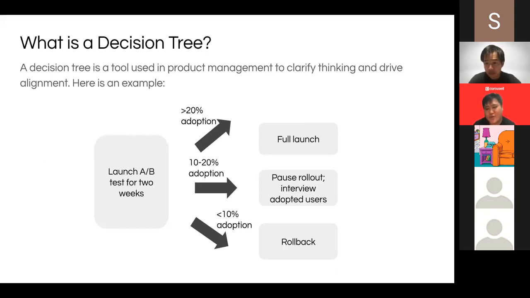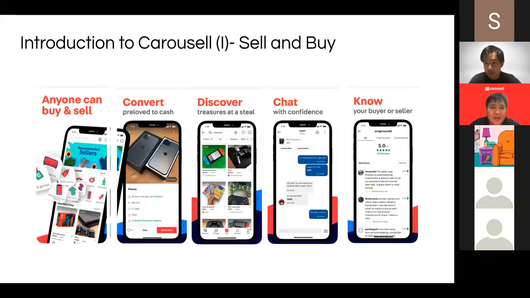I'll be going through the rest of the deck with actual examples of decision trees that we've used. Of course, I've changed the numbers and the examples a little bit, but they'll give you a flavor of what slightly more complicated decision trees might look like in actual product management at Carousell.